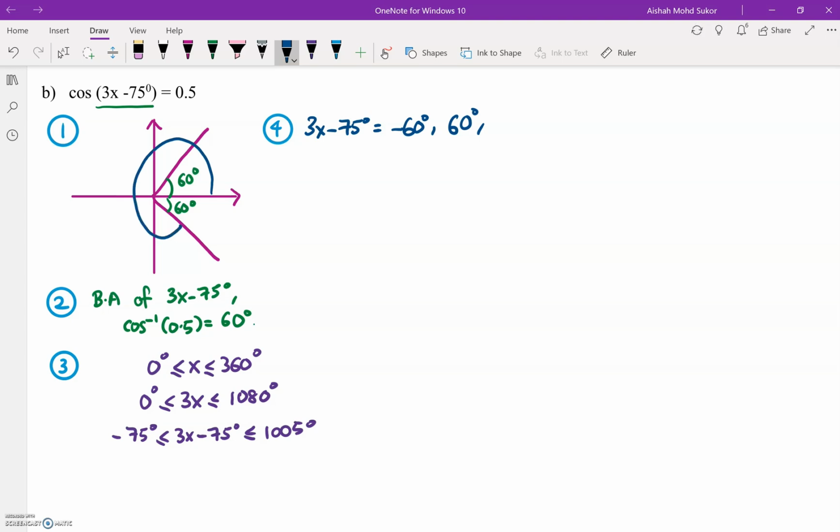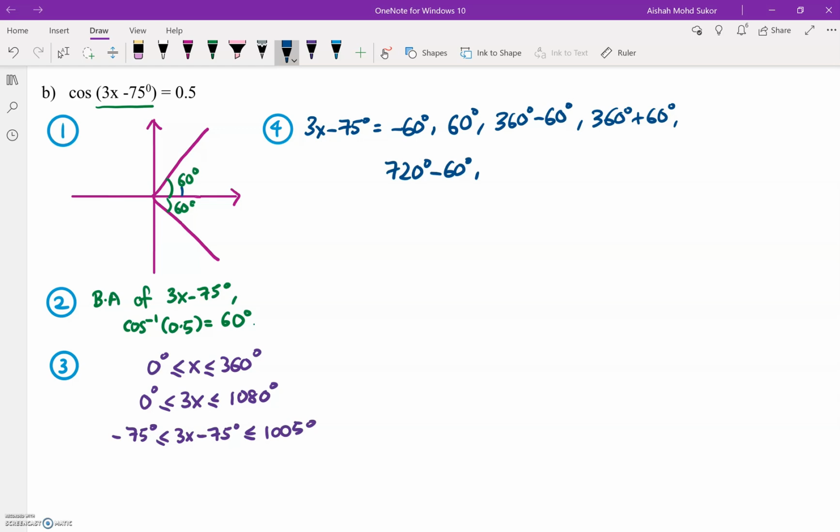And your next angle is 360 minus 60 degree. You can have angle up to 1005. So you can check for another cycle. So this is 360 degree plus 60 degree. You have 3x over here. It means that you will have 3 cycles. For the next cycle, you will have, so to get this angle, 720 degree minus 60 degree.